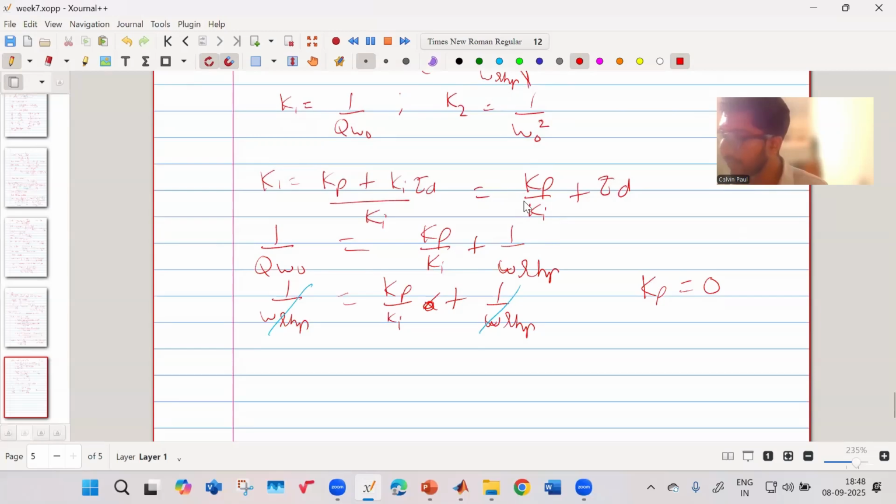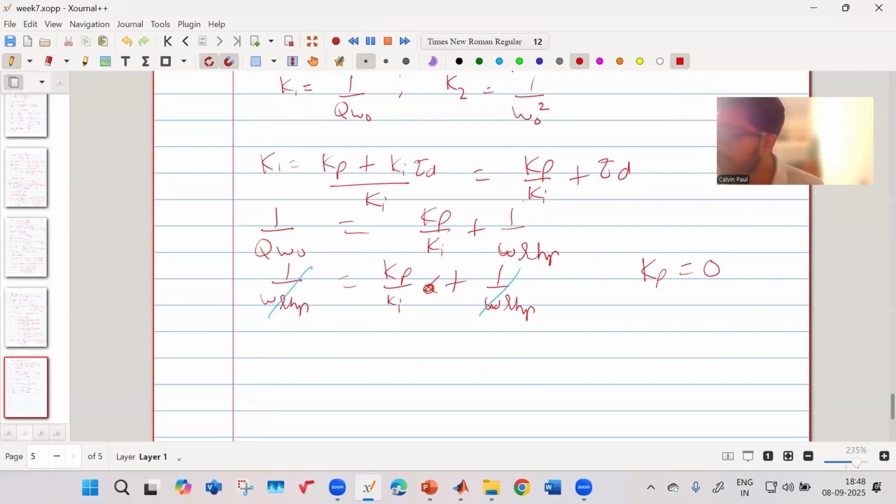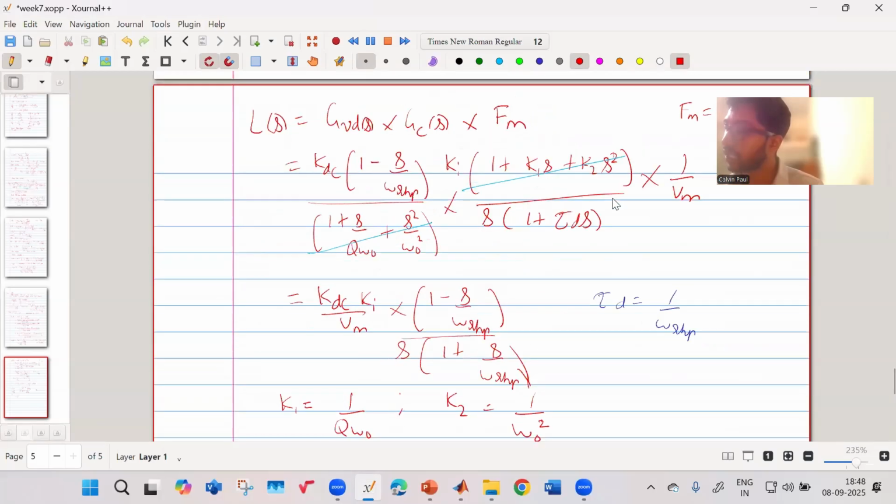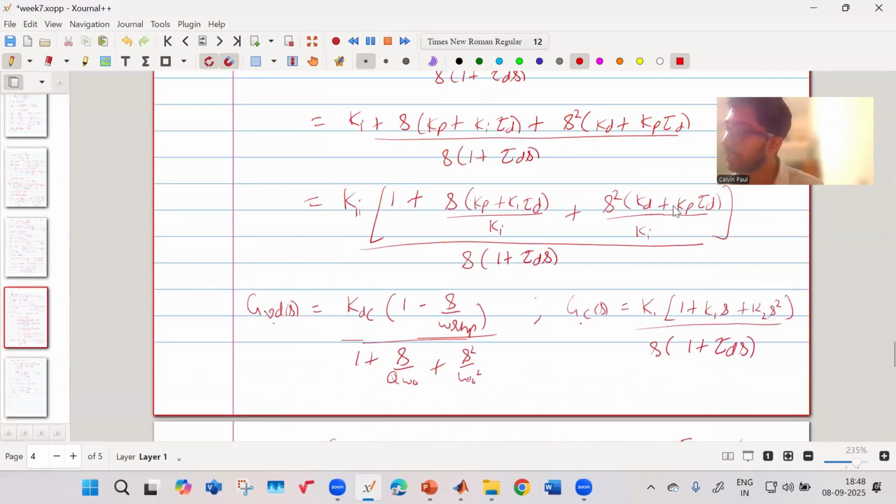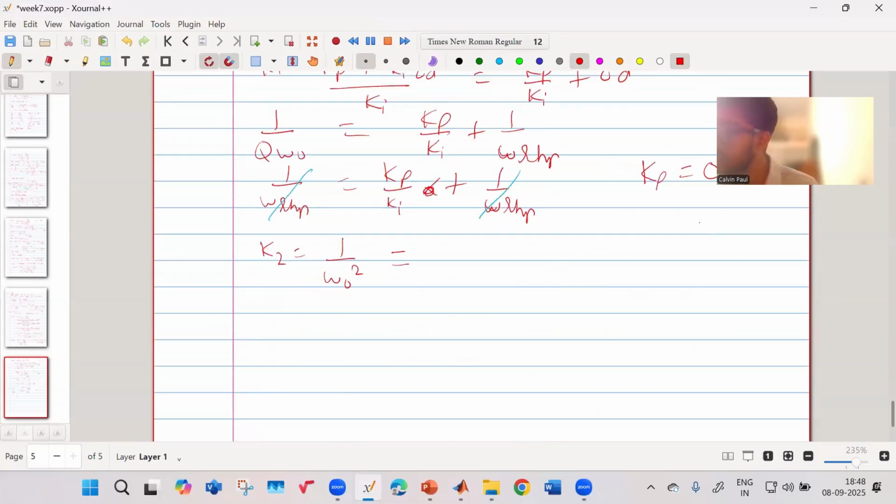Now, in the second case, we have K2 is equal to 1 upon omega naught square. And what is your expression of K2? It is (Kd plus Kp tau d) by Ki. Since we have already found that Kp is 0, this becomes equal to Kd by Ki. So your Kd is equal to Ki upon omega naught square. So now we have to find both Kd and Ki, but we have only one equation. What to do now?